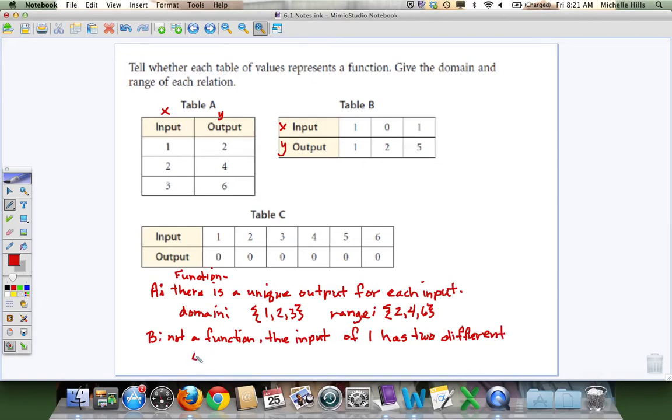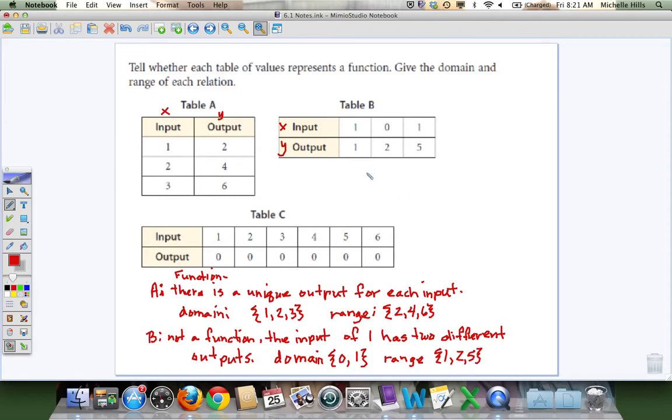It is really hard to write neatly with this thing, and for some reason it's getting harder all the time. Even though it's not a function, it still does have a domain. And again, that's the set of all numbers for the input, and I asked you to put them in order, so it's the set 0, 1. Even though 1 repeats, I don't repeat it in my set. And my range is the set 1, 2, 5.